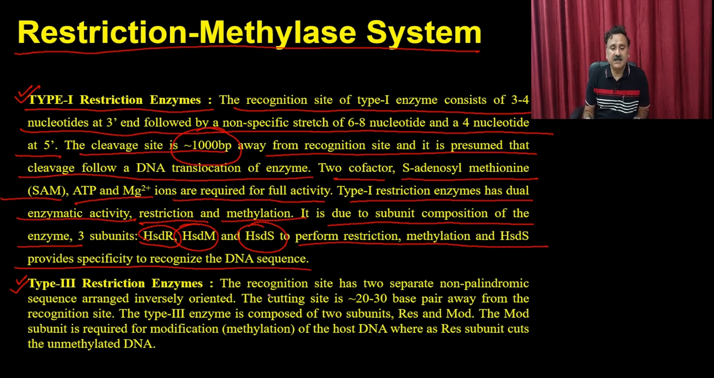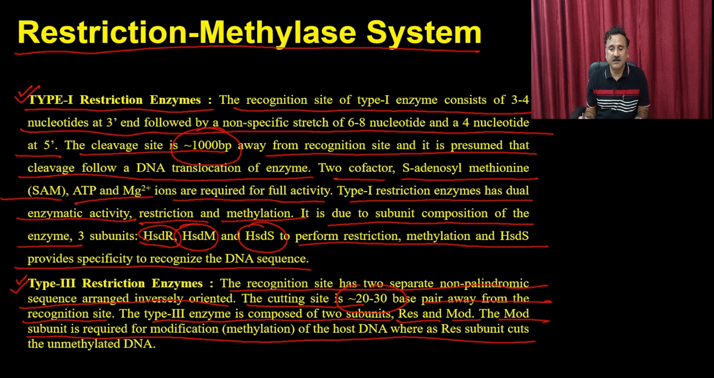Then type 3 restriction enzyme: the recognition sequence has 2 separate non-palindromic sequences arranged in inverse orientation. The cutting site is 20 to 30 base pairs away from the recognition site. So, this is very important, that the cutting site is very far away, and it is unpredictable where it is going to cut after recognizing this particular recognition site. The type 3 restriction enzyme is composed of 2 subunits, Res and Mod. The Mod subunit is required for the modification of the host DNA, whereas the Res subunit cuts the unmethylated DNA.